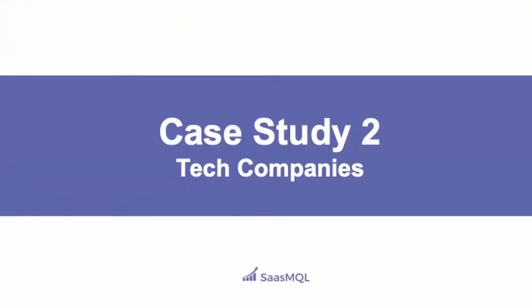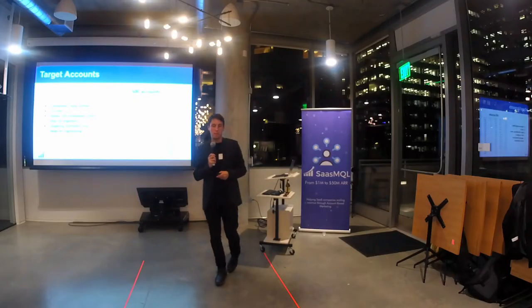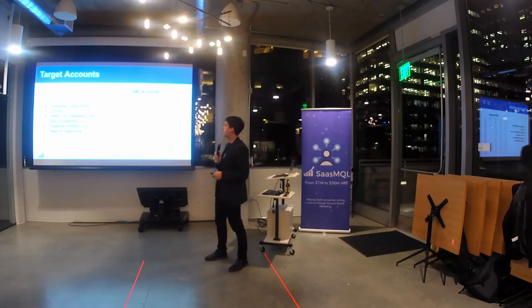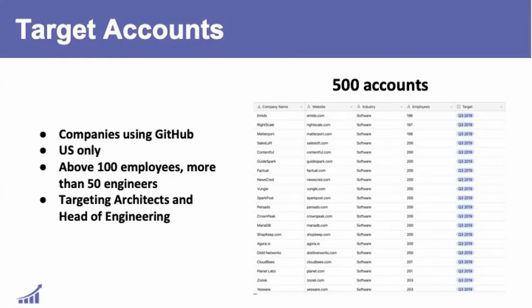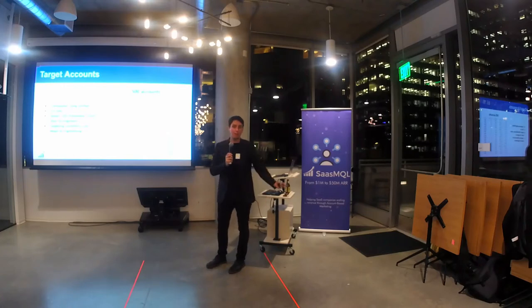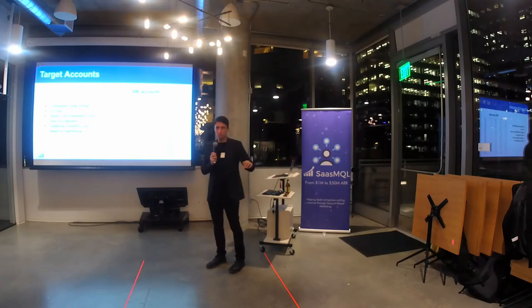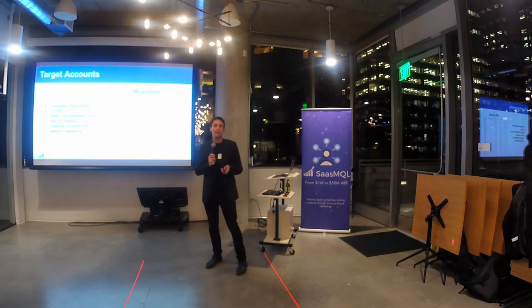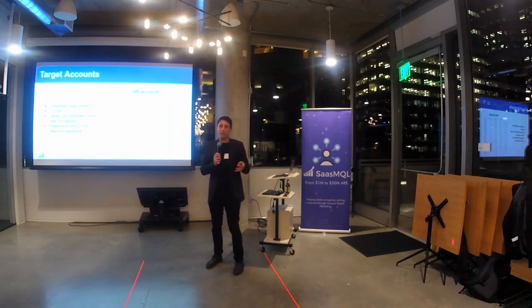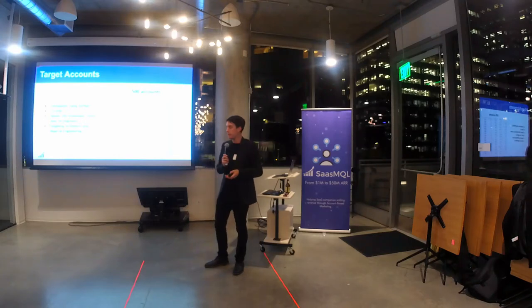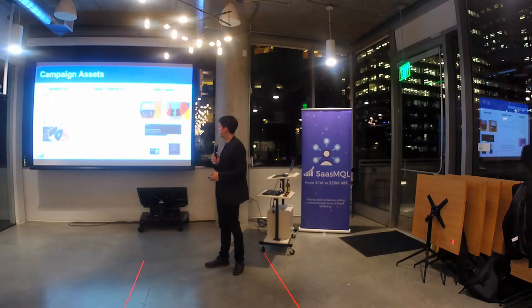And then the second piece that I want to show, this is a tech company, a software company, and we were targeting accounts that have at least 100 employees, more than 50 engineers, and we were targeting engineers and architects. So we had to pull only the accounts that use GitHub. If they were not using GitHub, there was immediate disqualification. We didn't want to drive accounts, maybe a large company, where a lot of them are using a different system, and that's a no-go from the start.